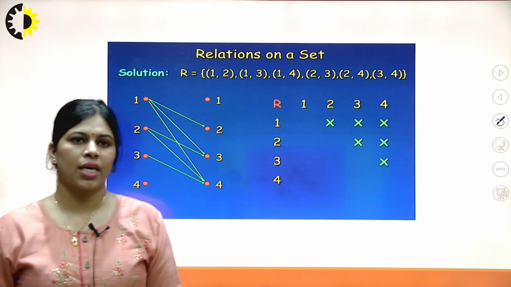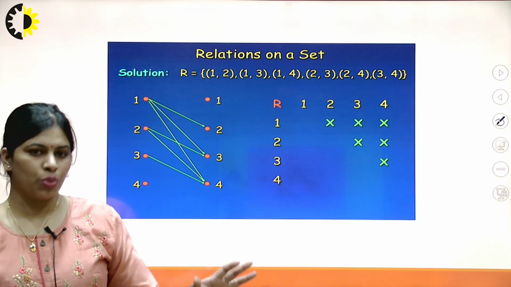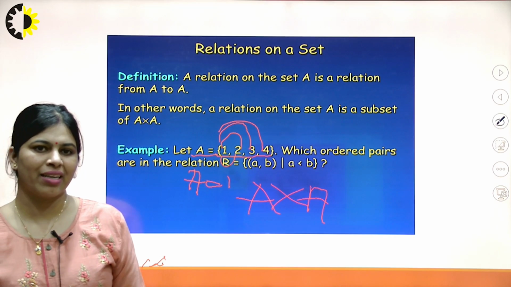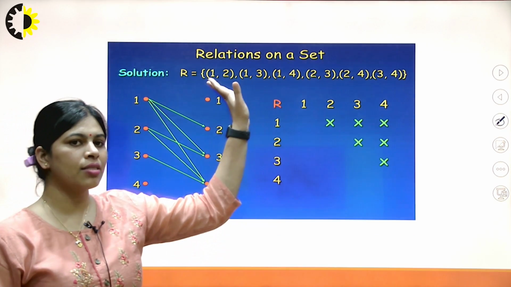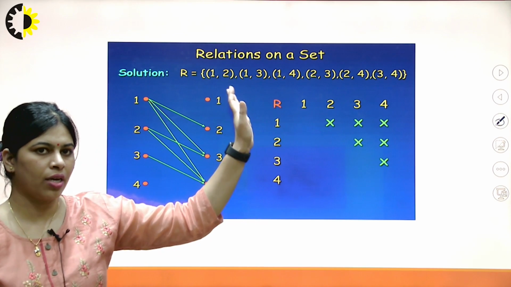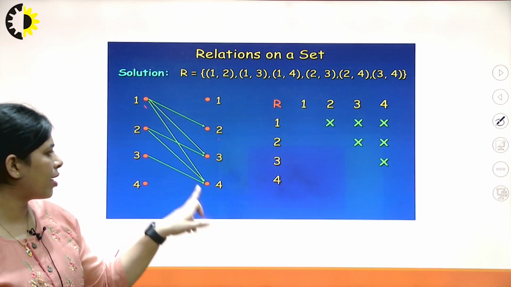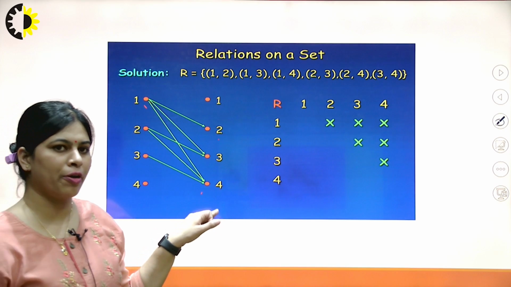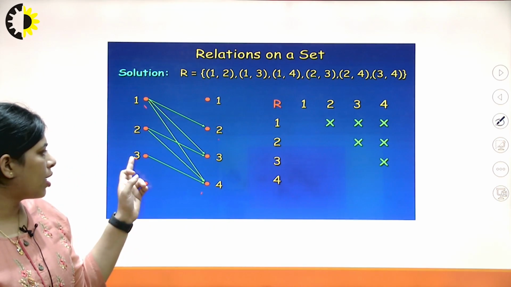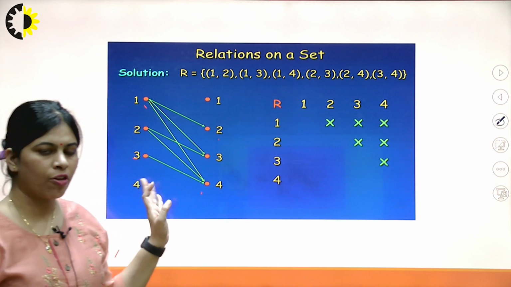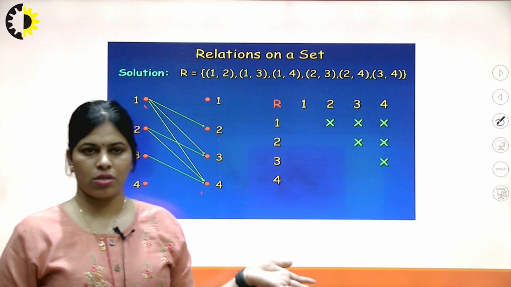Now I am taking another example where you can understand properly. Here is the solution of this problem. Let A be {1, 2, 3, 4}. This is all about a relation. This is a given relation where 1 can make an ordered pair with 2, 3, and 4. 2 can make an ordered pair with 3 and 4. 3 can make an ordered pair with 4. And 4 is not making an ordered pair because there is no number which is greater than 4.